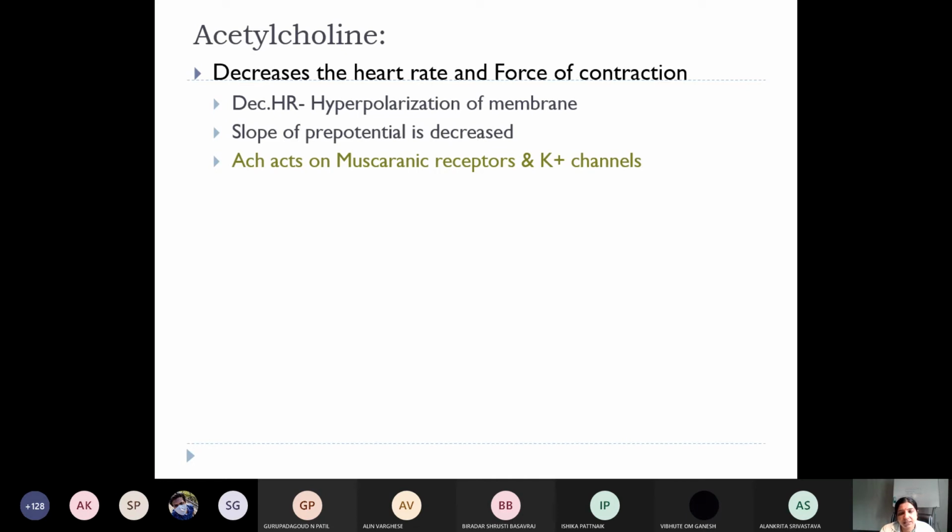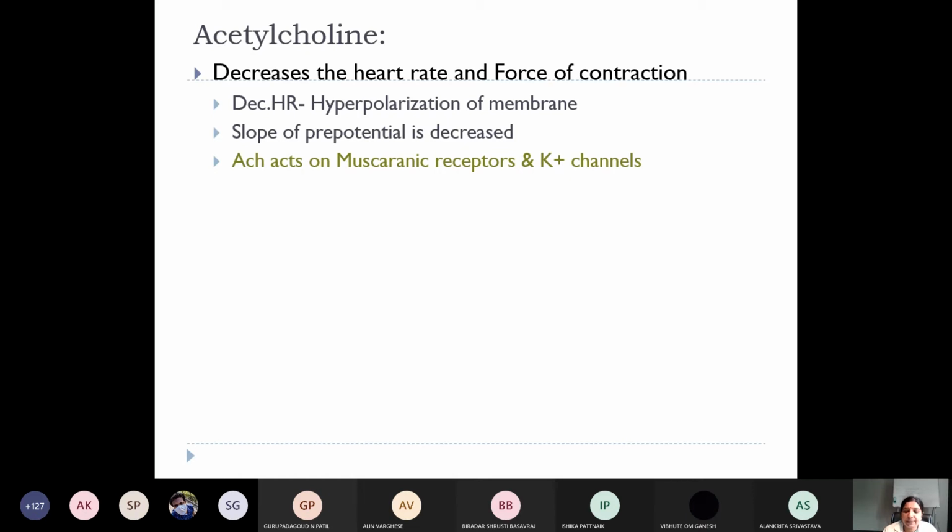The decrease in heart rate is because there is hyperpolarization of the membrane, because these potassium channels are open. So increase in potassium efflux will cause the hyperpolarization, and this hyperpolarization is responsible for the decrease in the slope of the pre-potential that you see in the cardiac action potential. So acetylcholine action is brought about by muscarinic receptors present on the heart.